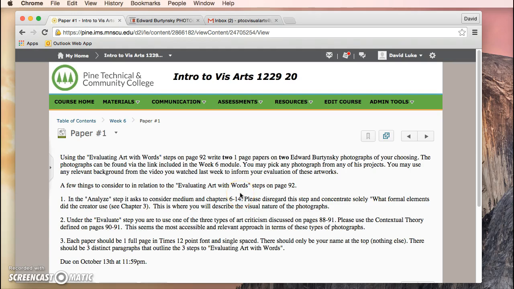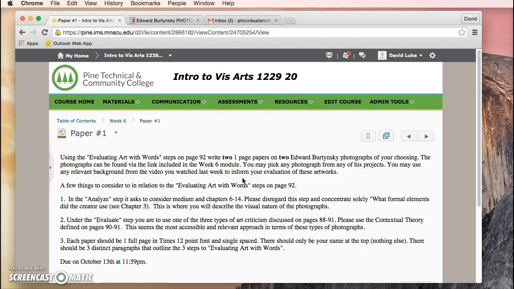Remember, you're having two papers. The other is going to be an art gallery or museum or something of your choosing where hopefully you're going to go out and see something in person, I guess would be the easiest way to put it, and critique it in some fashion. We'll deal with that later in the semester and you'll have plenty of time to do so.